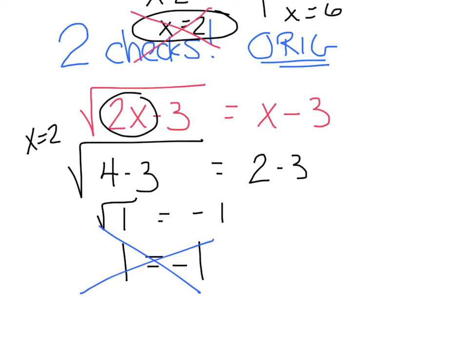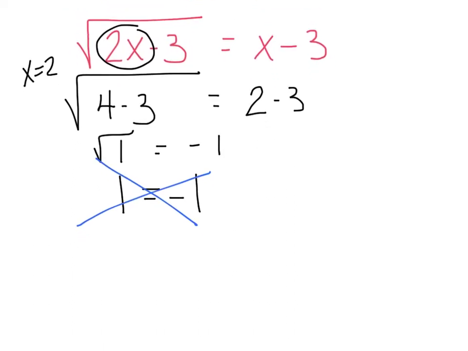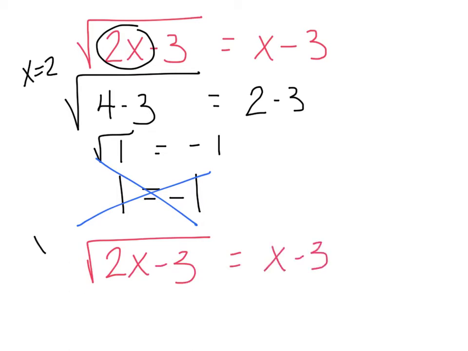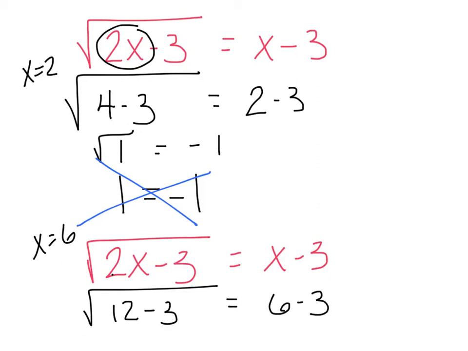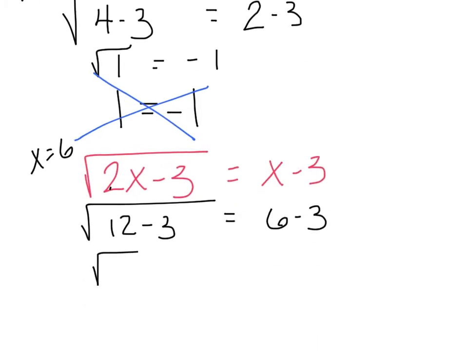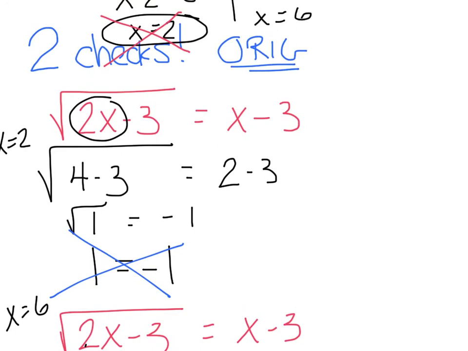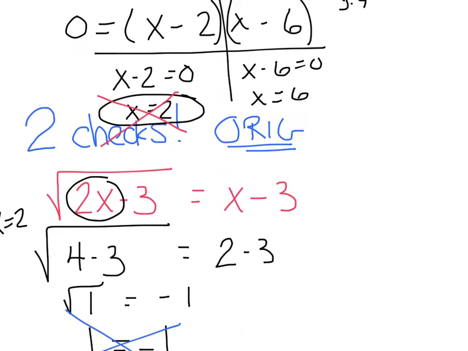Now let's see if 6 checks. So I'm going to write that original down again. Square root of 2x minus 3 equals x minus 3. And I am checking x equals 6. So I get the square root of 2 times 6 is 12 minus 3 equals 6 minus 3. That gets me the square root of 9 equals 3. The square root of 9 is 3. 3 does equal 3. So that does check. And that means my only solution is 6.